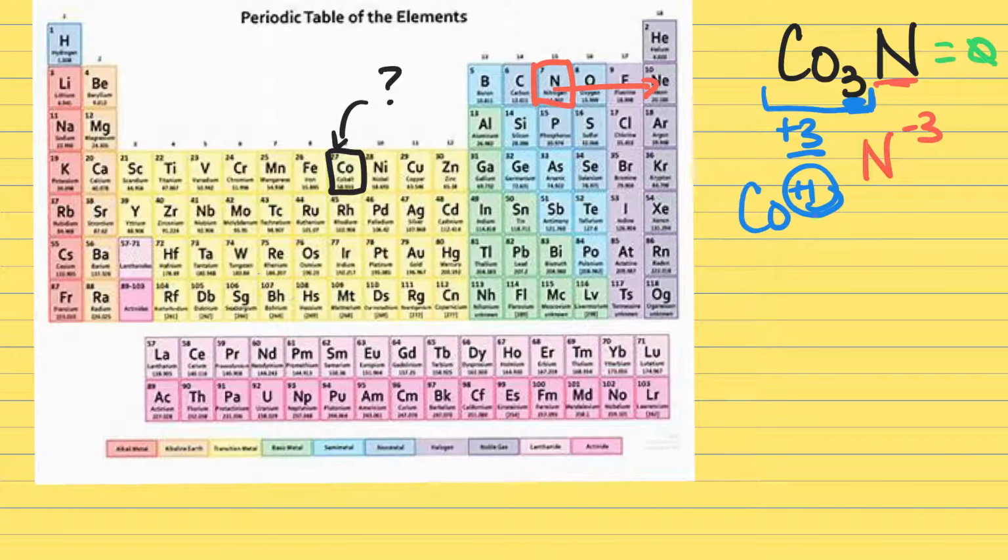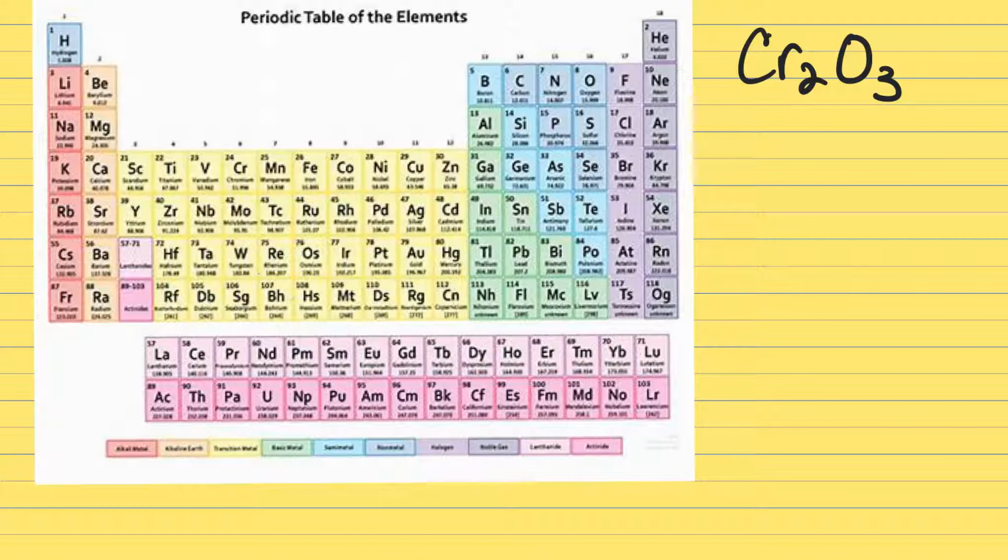So when we write the compound, we'll write cobalt 1 nitride. And that's the name for this chemical formula. So let's try one more example.